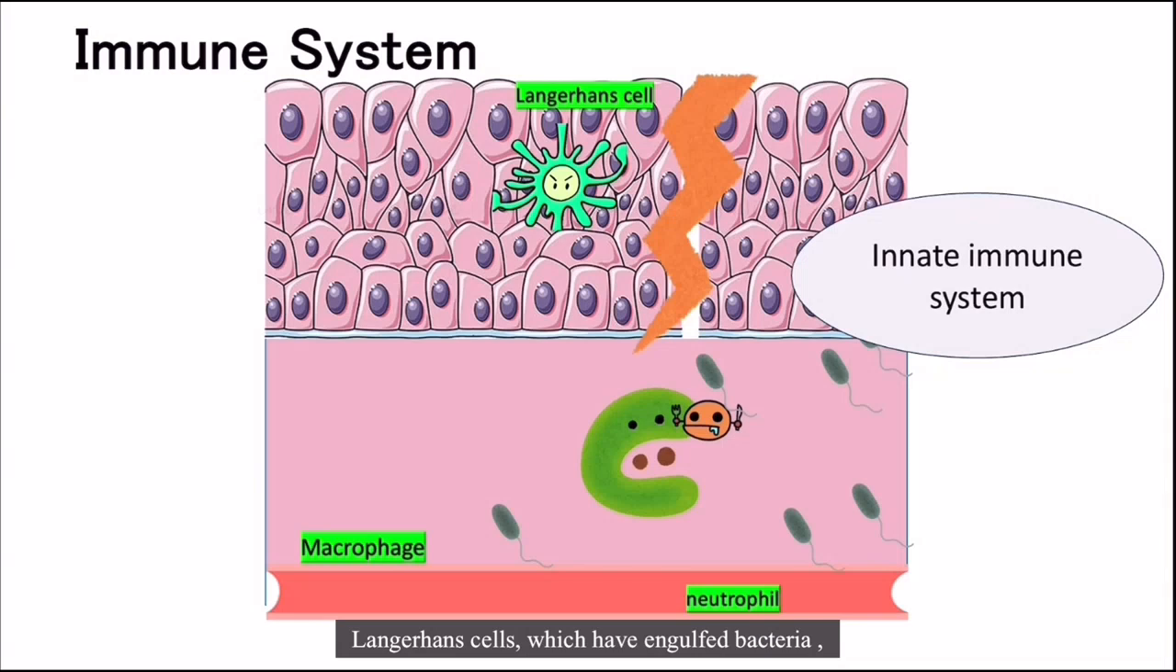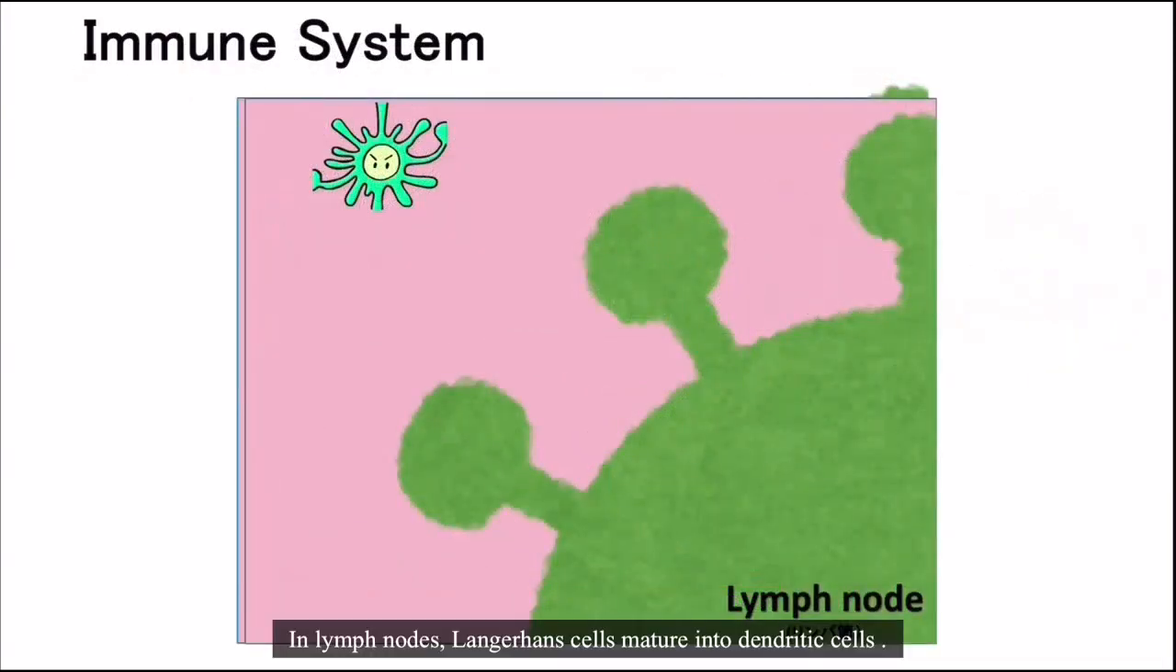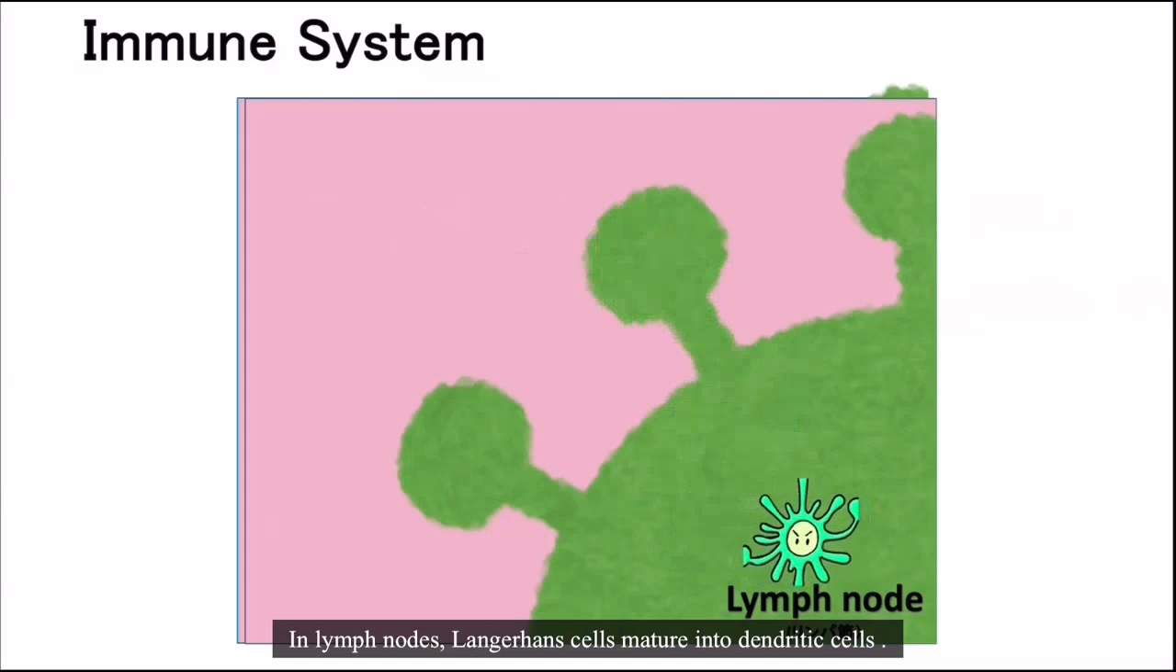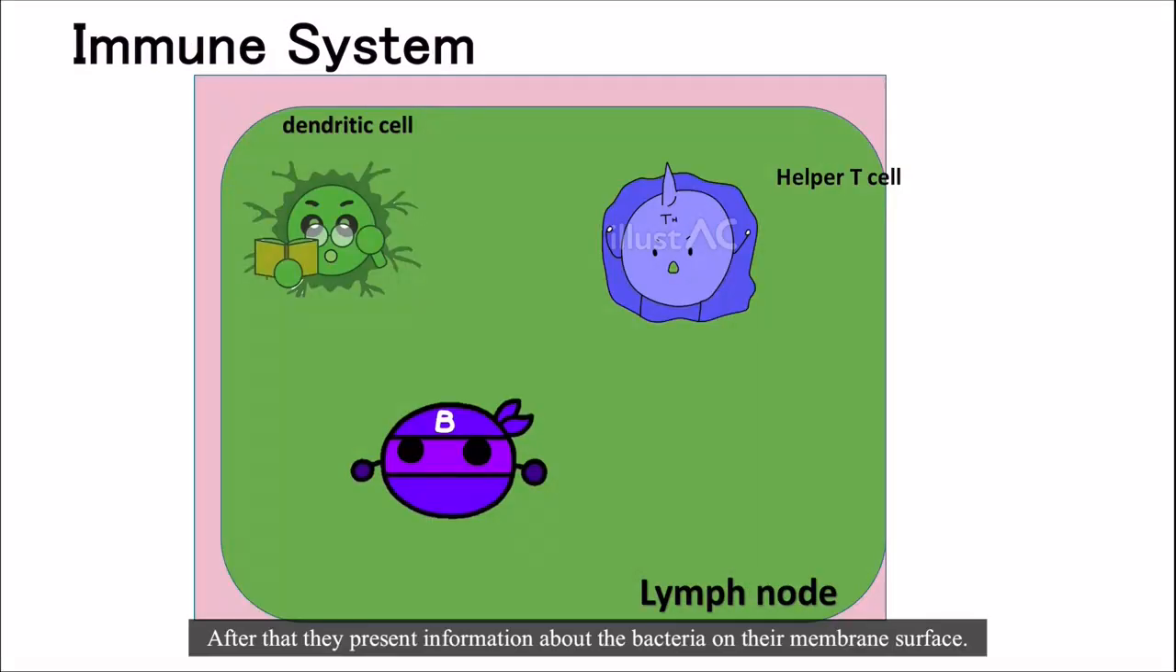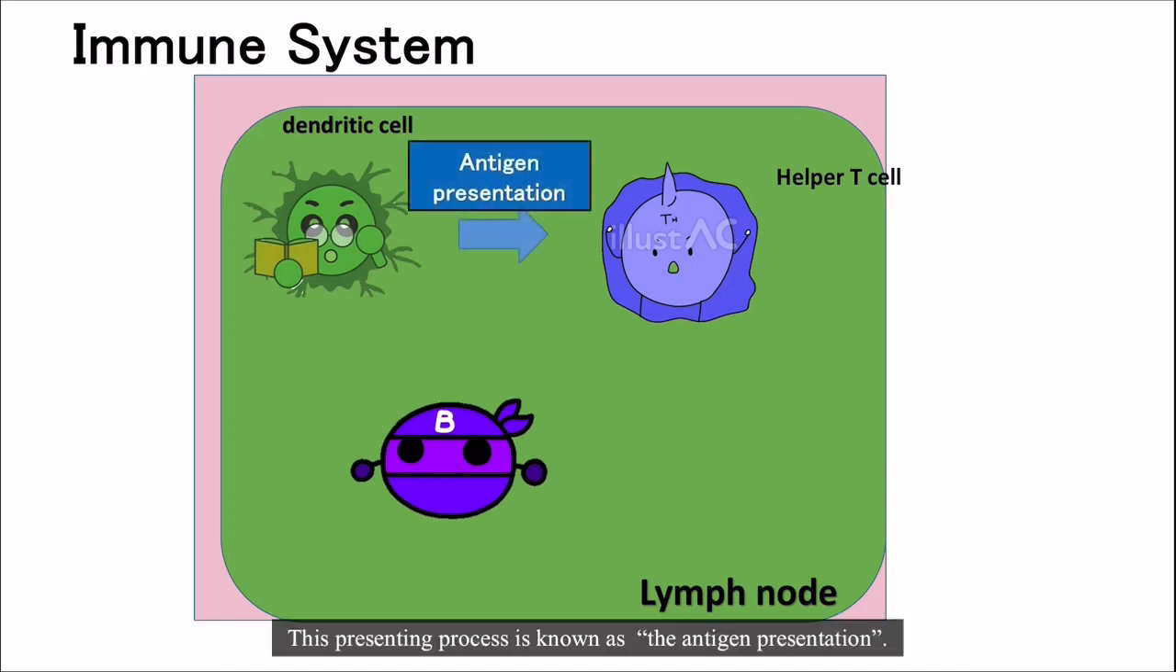Langerhans cells, which have engulfed bacteria, move to lymph nodes through lymphatic vessels. In lymph nodes, Langerhans cells mature into dendritic cells. After that, they present information about the bacteria on their membrane surface. This presenting process is known as antigen presentation.